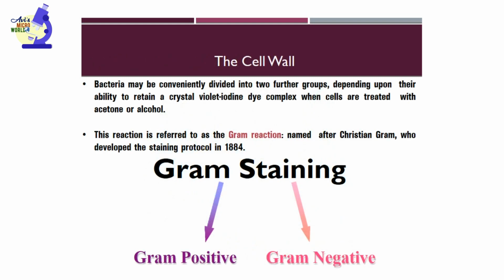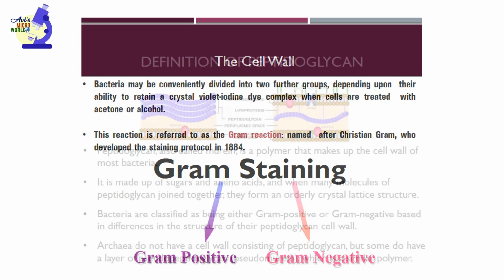The bacteria may be conveniently divided into two further groups depending upon their ability to retain a crystal violet iodine dye complex when cells are treated with acetone or alcohol. This reaction is referred to as the Gram reaction, which was named after the scientist Christian Gram, who developed the staining process or the protocol in 1884. There are mainly two types of Gram staining. First is the Gram positive and the second the Gram negative staining.